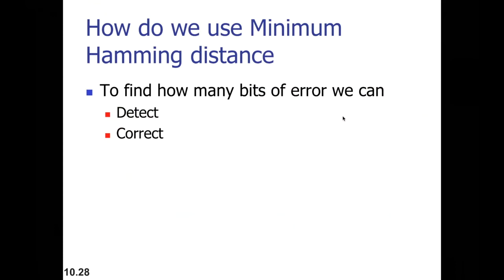The next question is why we are finding the minimum Hamming distance and how we can use it. We can use the minimum Hamming distance for two purposes. We can use it to find how many bits of error we can detect and how many bits of error we can correct. The minimum Hamming distance is used to find the number of error bits that we can detect and the number of error bits that we can correct.